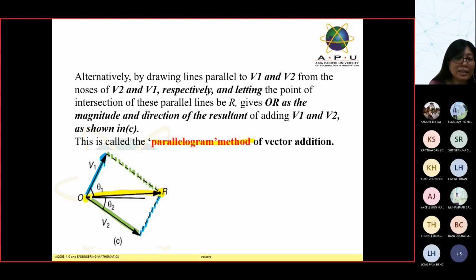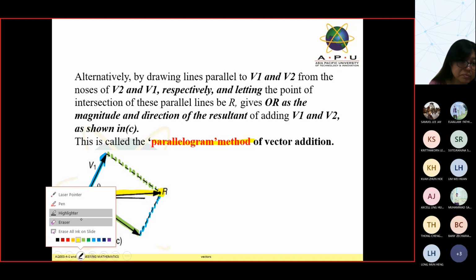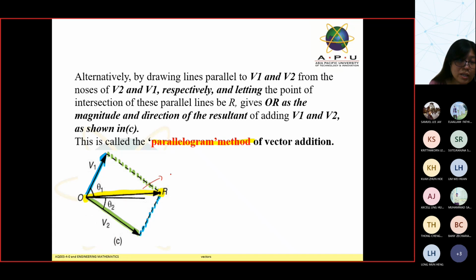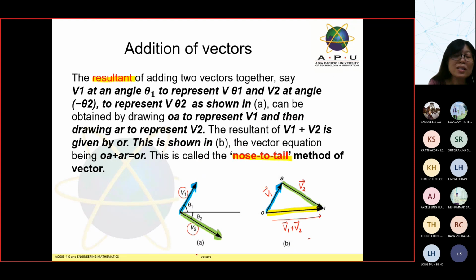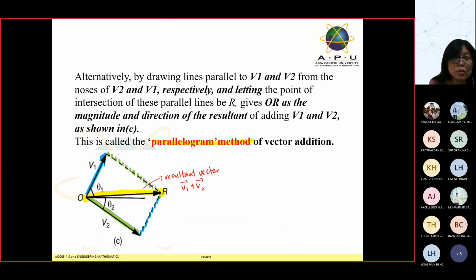The line that I drew in yellow is the resultant vector. So they are actually the same. You are supposed to get the same answer, either with the nose to tail method or the parallelogram method. Please take note. We can call this vector addition, or the resultant vector.